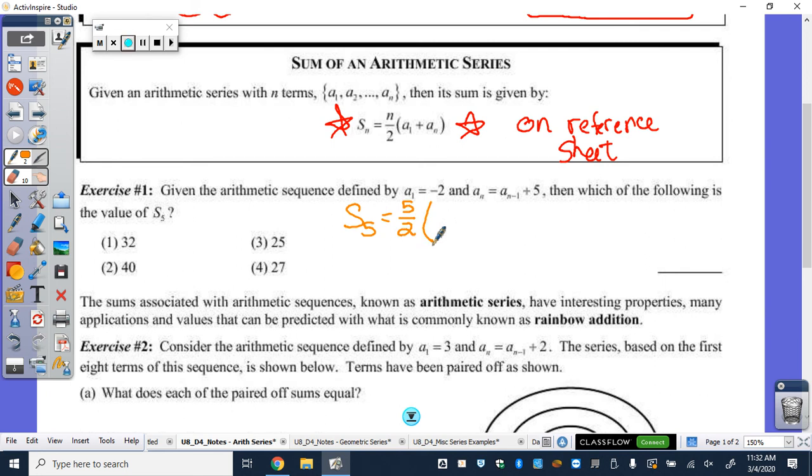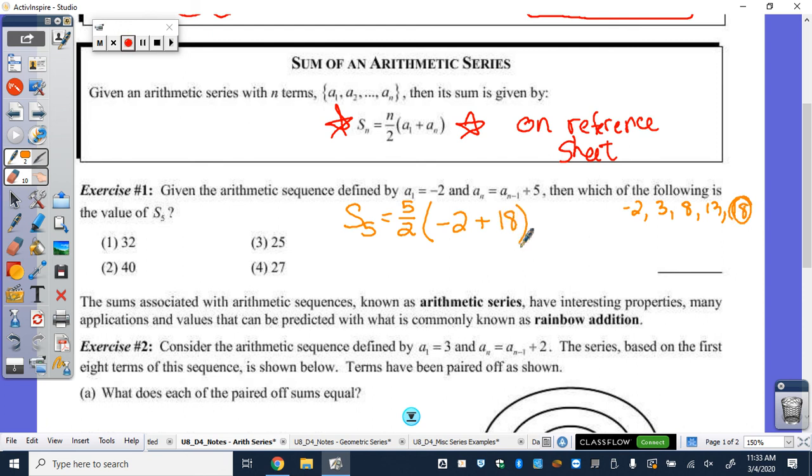Our first term is negative 2, because they told us that. And then we have to add it to the a sub n term. For this example, we add it to the 5th term, because we're trying to find the sum of the first 5 numbers. Because this is recursive, I have to figure out what my 5th term is. If my first one is negative 2, add 5, what's my second? Plus 5, plus 5, plus 5, 18. So our 5th term is 18.